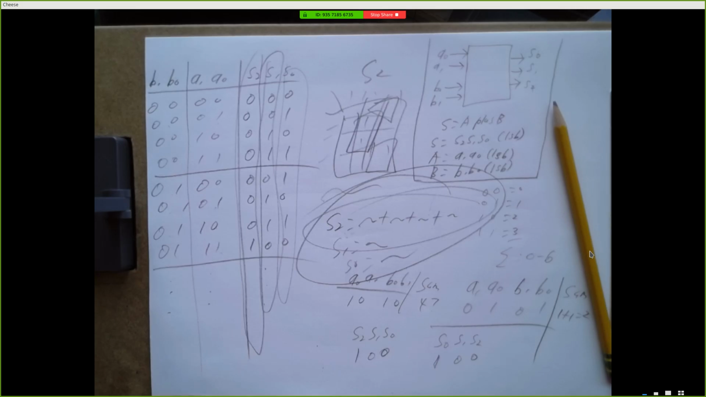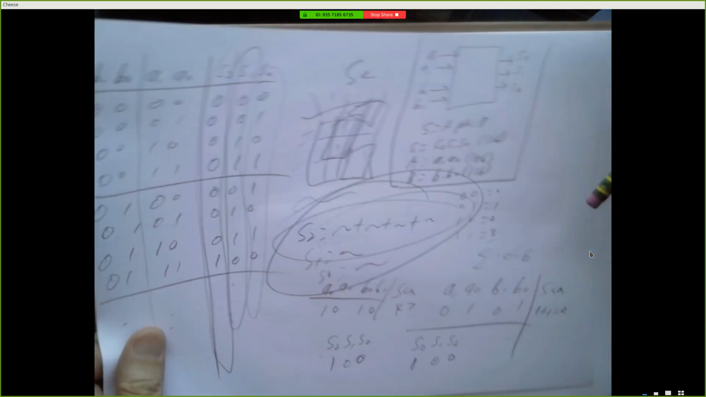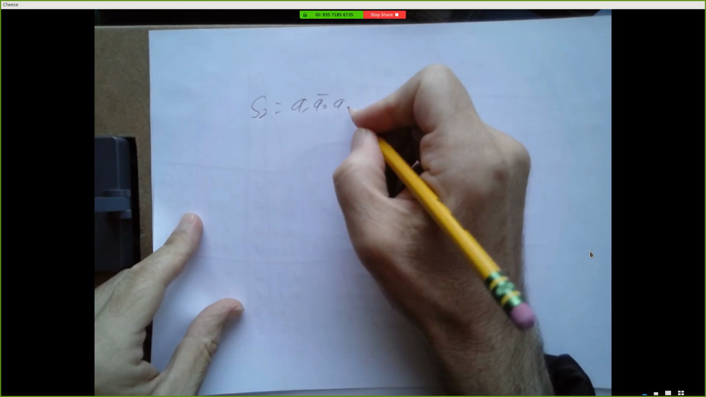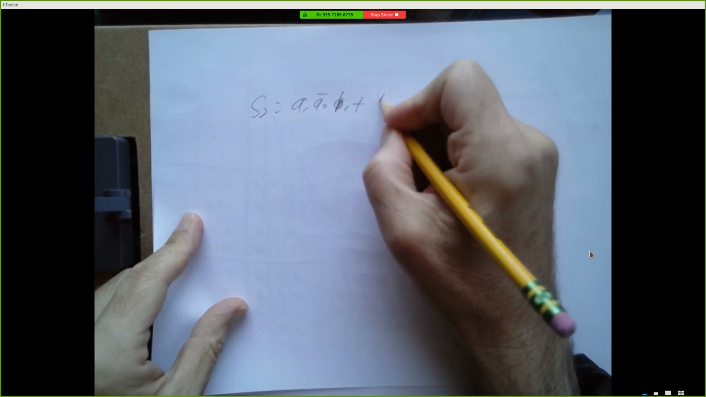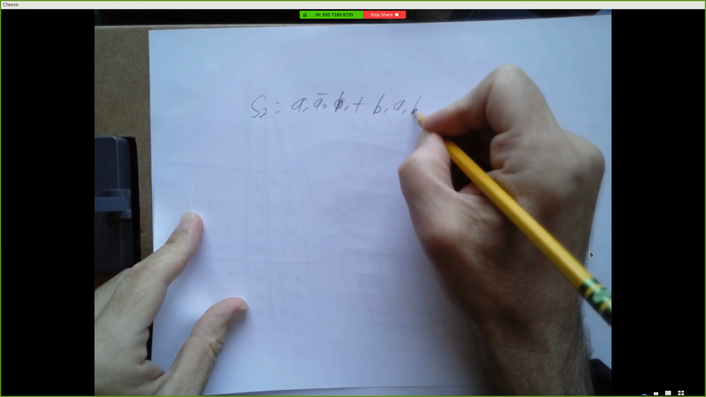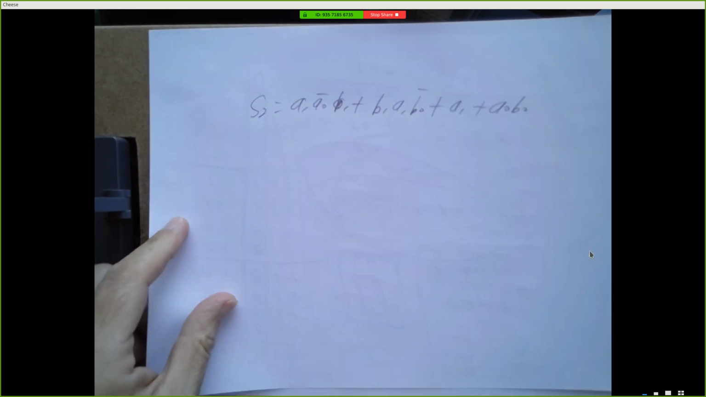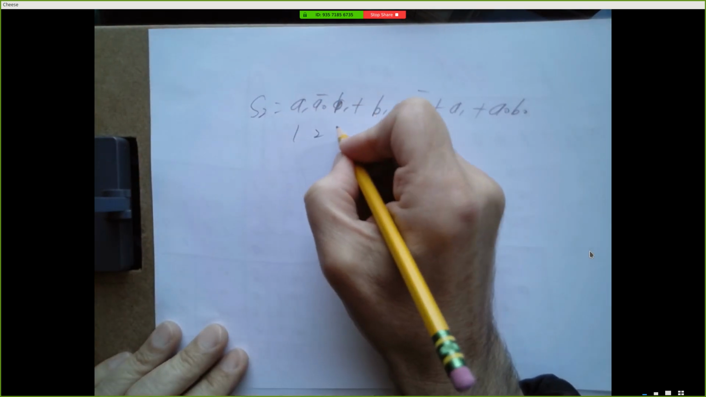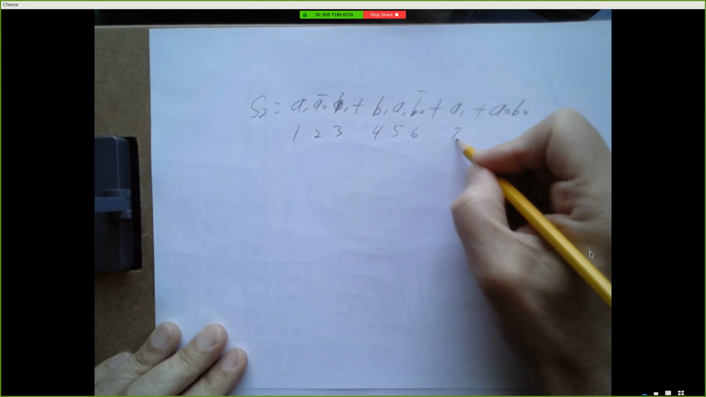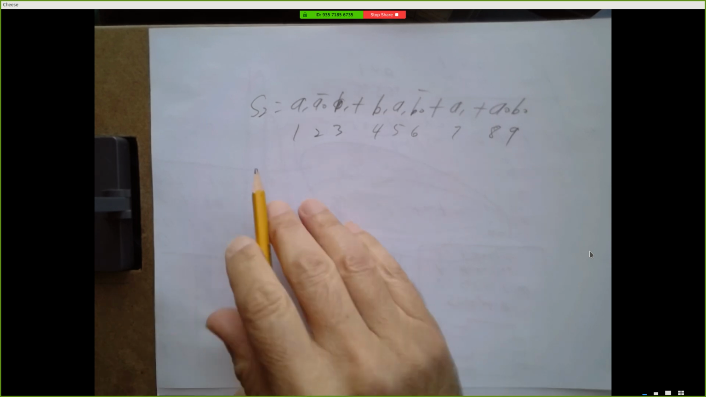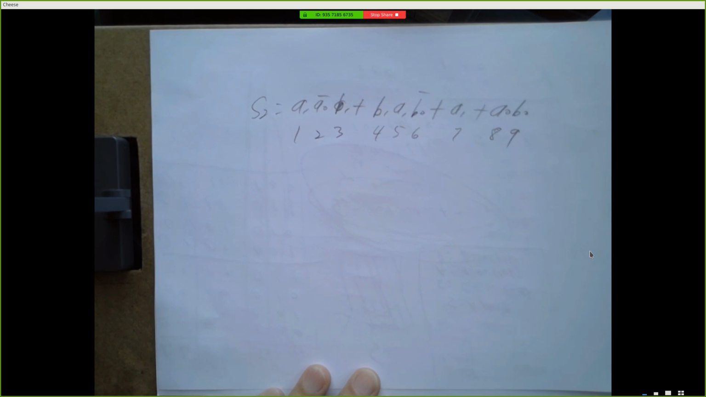Okay, what's a literal count? It's how many things appear in here. So if it turns out S2 equals A1, A0 bar, B1 or B1, A1, B0 bar, or A1 or A0, B0, your literal count is 1, 2, 3, 4, 5, 6, 7, 8, 9. It's the number of terms that appear. Okay, it's just a rough metric of how complex your equation is. So you would say for S2 the literal count is 9.